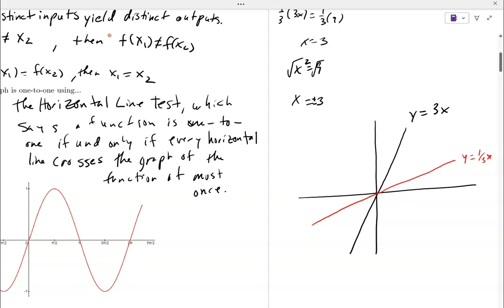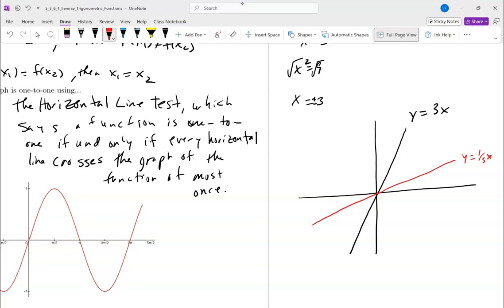Hopefully that looks familiar, right? Smaller slope, makes it flatter. But we should see a mirror image idea, right? Remember that inverses interchange your roles of x and y. Inputs become outputs, outputs become inputs, right? So you should see some symmetry here. And in fact, that symmetry is about the line y equals x.